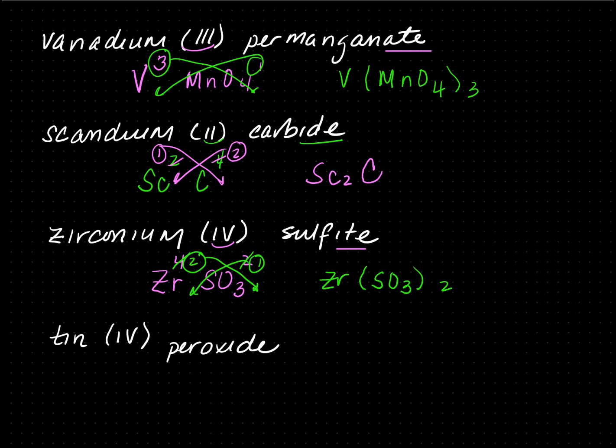Tin(IV) peroxide. Tin, even though it's not in the transition groups 3 to 12, is considered a transition metal, found in the carbon family. The symbol for tin is Sn. The charge is 4. Peroxide, even though it ends in -ide, is a polyatomic, so it's O2 with a charge of 2. Reducible by 2, so this becomes 1, and tin becomes 2. Now I crisscross the charges down, so this becomes Sn O2, with the polyatomic in parentheses, 2.